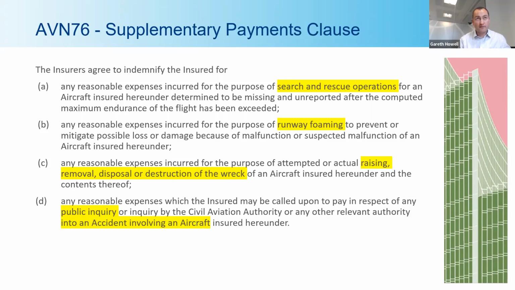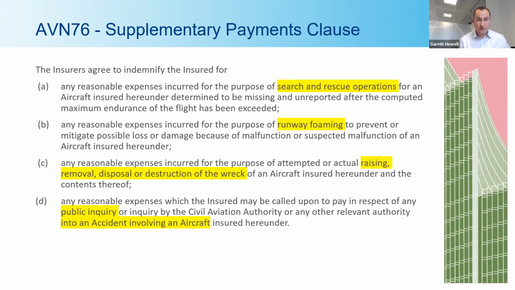Should also say that if this is going to be used on a non-aircraft risk, which does also happen, then it does definitely require amendment. If you'll see, for example, in paragraph A there, it talks about for an aircraft insured hereunder. So if you've got a non-aircraft operator risk, then you need to make sure that that's amended to fit the risk that it's attaching to.